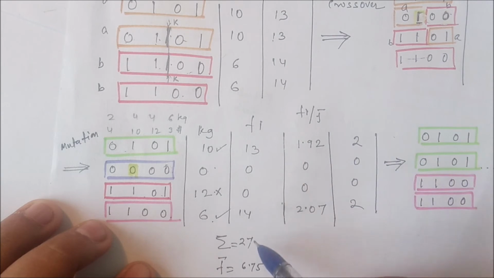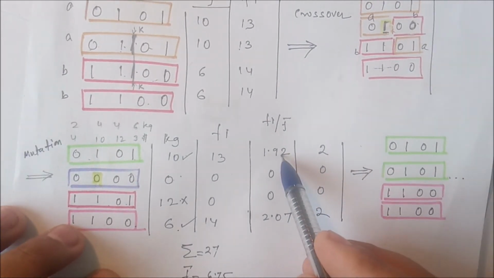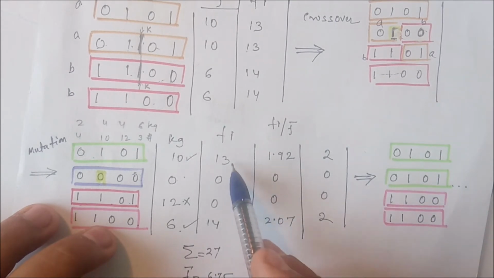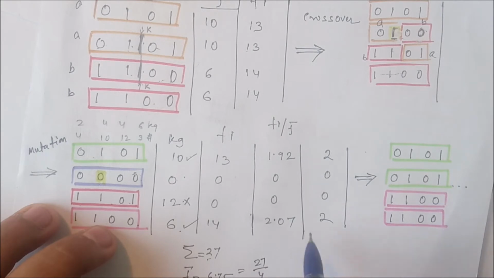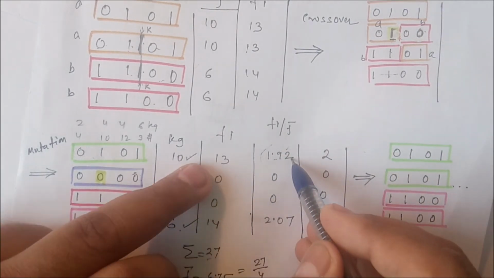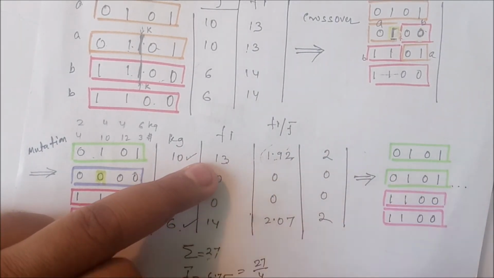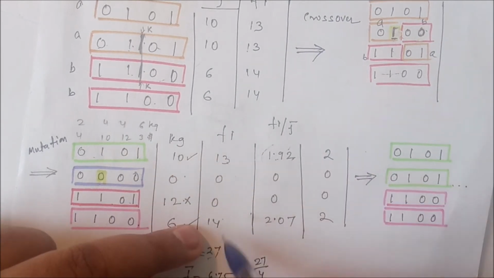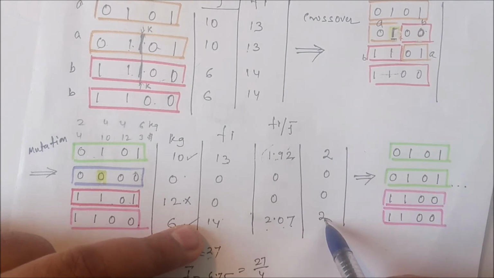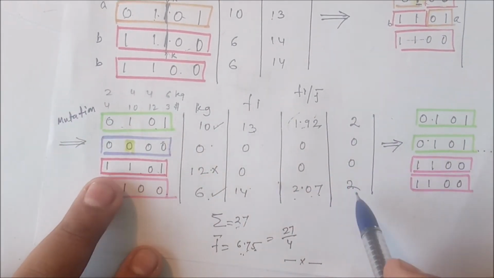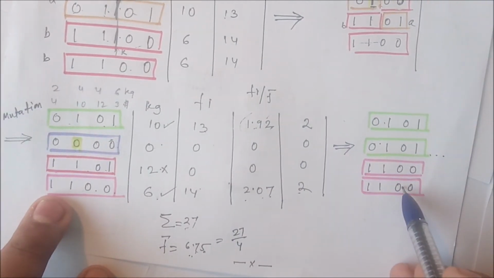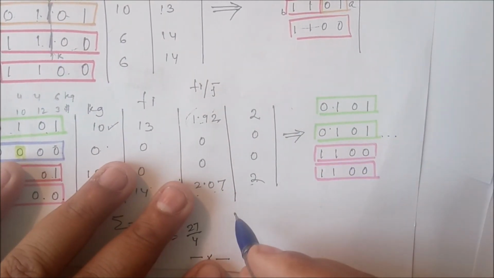And once again we have to apply the summation and average, and then the fitness. So the addition is 27, the average is 27 by 4, that is 6.75. Then the fitness is 13 by 6.75, that is 1.92, and 14 by 6.75, it is 2.07. The nearest integer is 2 and 2. So that means we need 2 copies of this chromosome and 2 copies of this chromosome, and the process will continue.